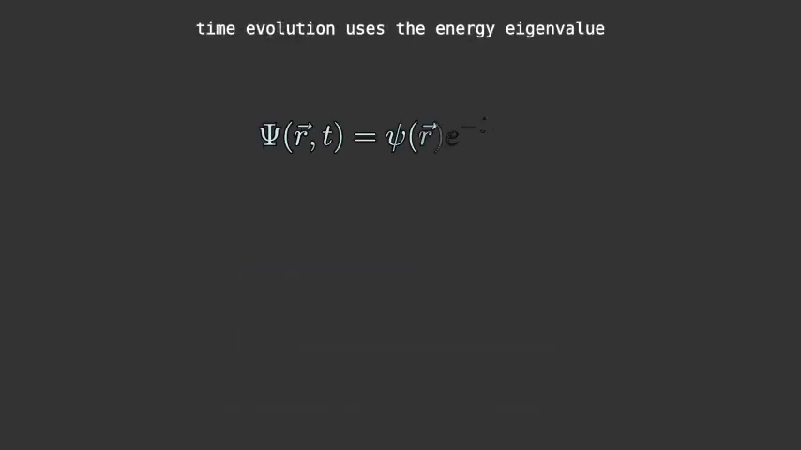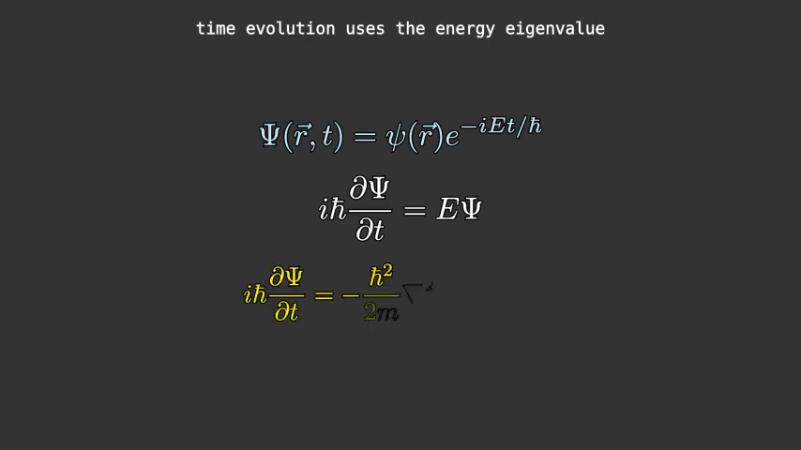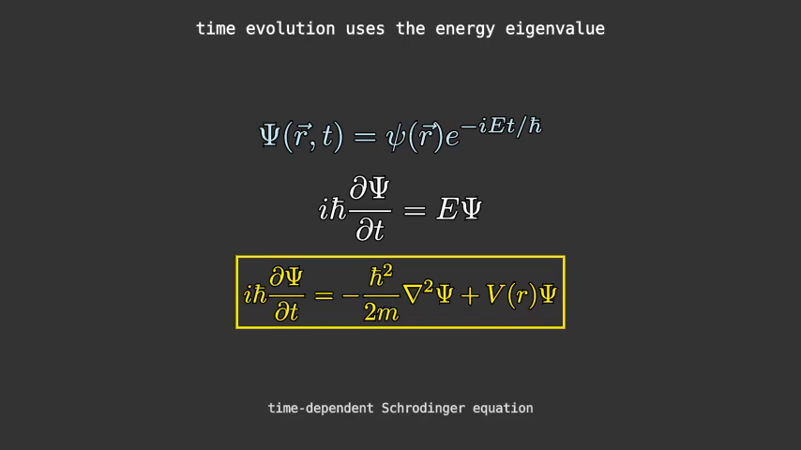To let the wave evolve in time, we use the standard stationary state time factor. Capital psi of r and t equals little psi of r times e to the minus iEt over h bar. Differentiating this time factor gives i h bar times the time derivative of capital psi equals E times capital psi. Finally, replace E psi with the spatial energy expression. The result is the time-dependent Schrödinger equation.